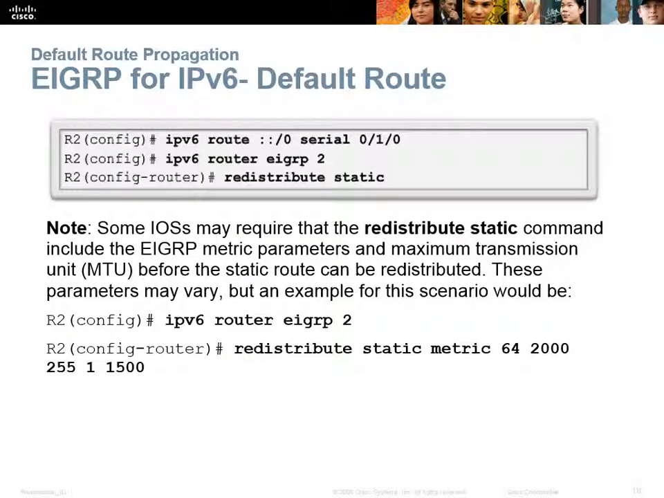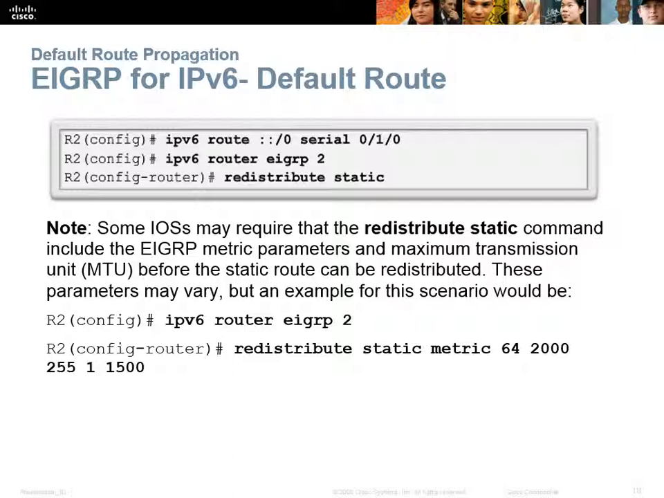So if I want to do an EIGRP default route, what's the default route? ::/0, right? And then the interface it's going out. So ipv6 router eigrp 2, which is saying we're initializing EIGRP 2. We're going to redistribute static. It's going to redistribute that static default route going out to 0/1/0.